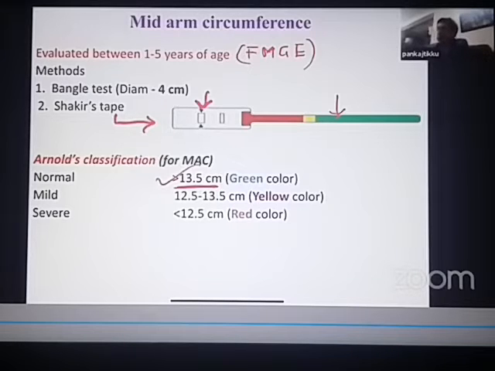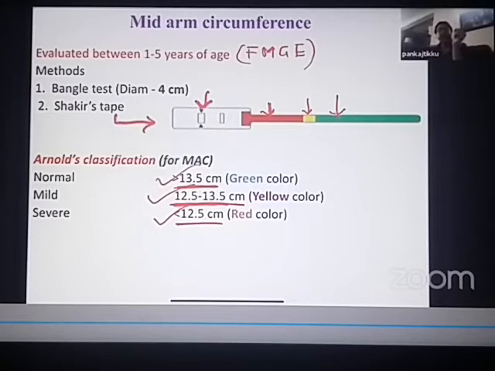If this arrow portion comes to lie on the yellow color, that means the child's mid-arm circumference is between 12.5 to 13.5 centimeter. And if this arrow comes to lie on the red portion, that means the child's mid-arm circumference is less than 12.5. So at least better than a bangle test. A bangle test was just telling you a normal or a malnourished child. It was not telling you the exact mid-arm circumference. A Shakir's tape is telling you what is the exact mid-arm circumference.